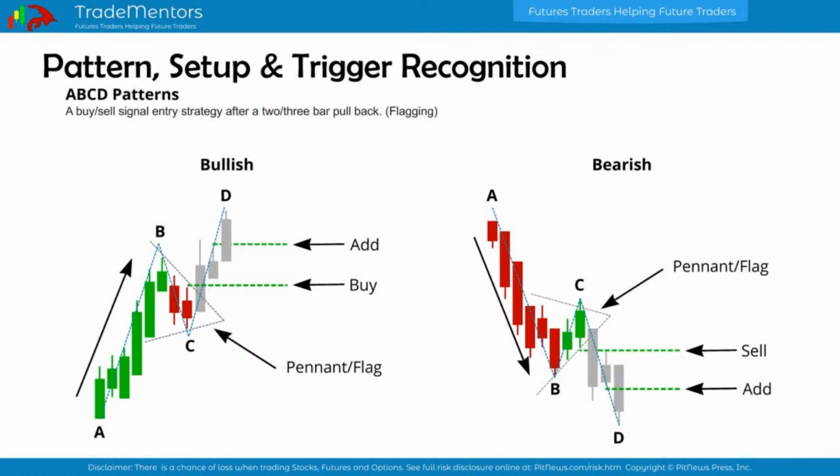Same thing on the bearish side. We're not going to trade the A to B. We're going to trade the C to D. All right. We want the market to prove to us that it's starting to trend first. Then we want to see a hesitation in the trend. Then we want to see the next leg, whether it's up or down.